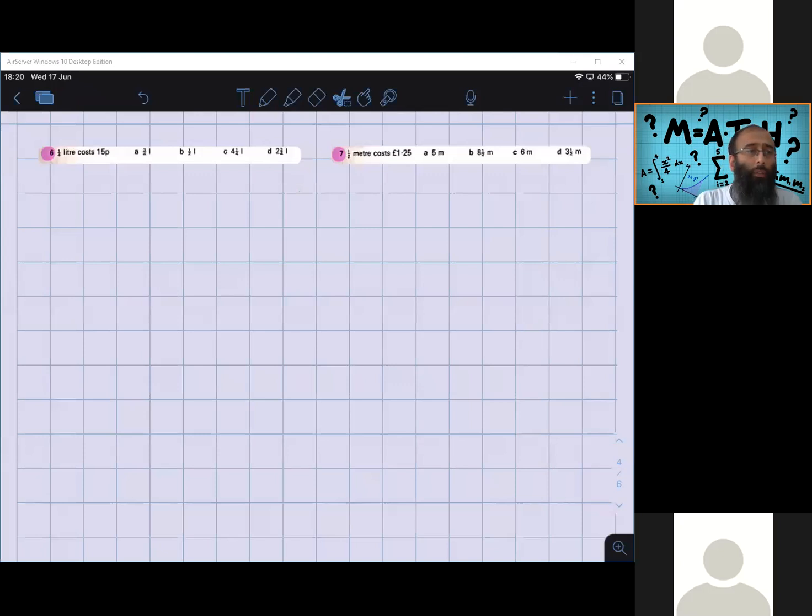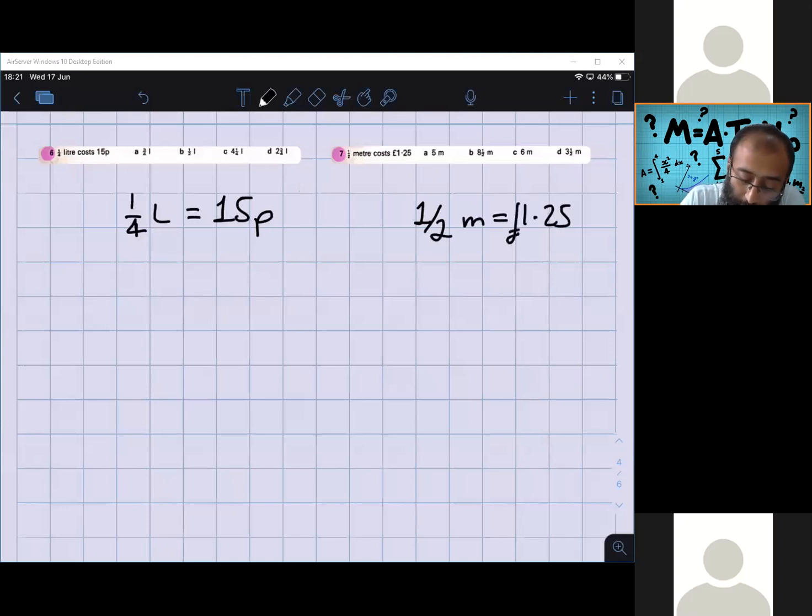Resume recording. Okay. Right, let's get started. So we have a quarter of a liter. It costs us 15 pence. We have half a meter. It costs £1.25. That's the starting part of the question.